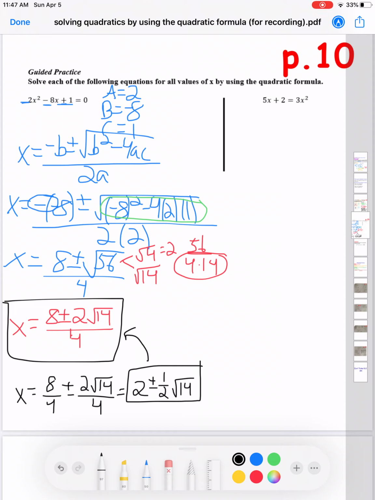At this point, I'd like you to try to pause the video and try to answer the second guided practice problem by yourself.